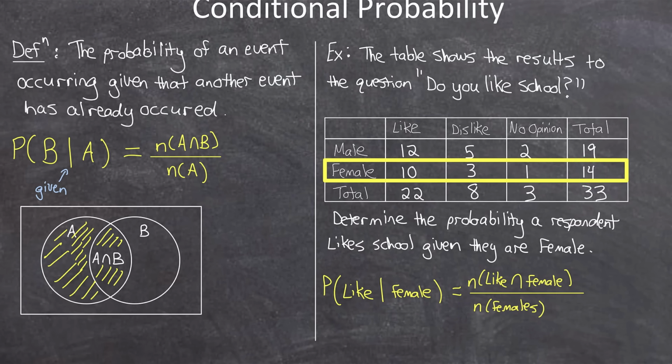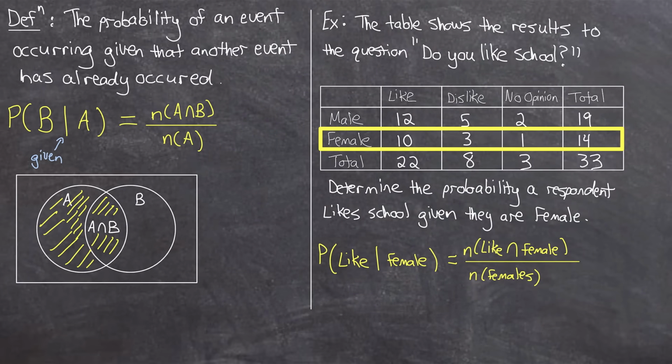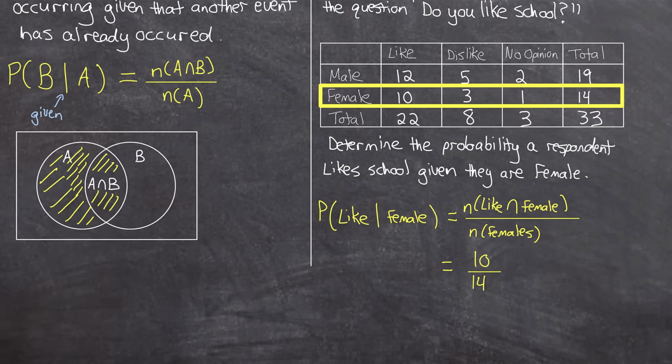So basically all the question is saying, of the 14 females, what's the probability that they like school? Well, 10 of the 14 females like school. Right, the number of students that like school and are female are these 10 people right here. And that's divided by the total number of females, which is 14. And that could be reduced to 5/7.